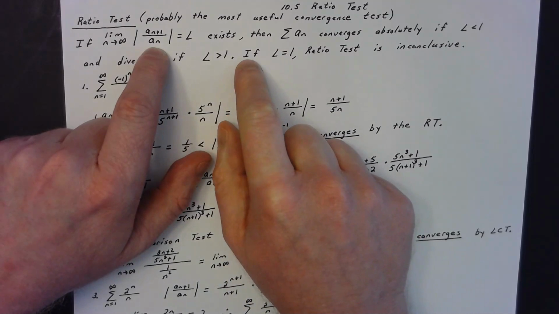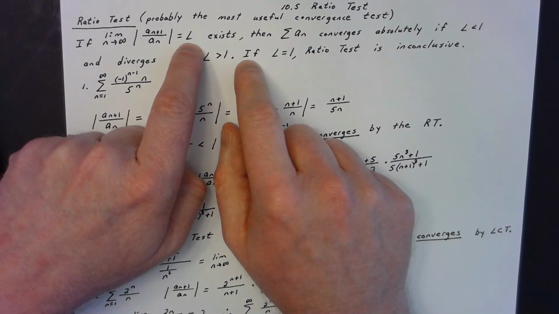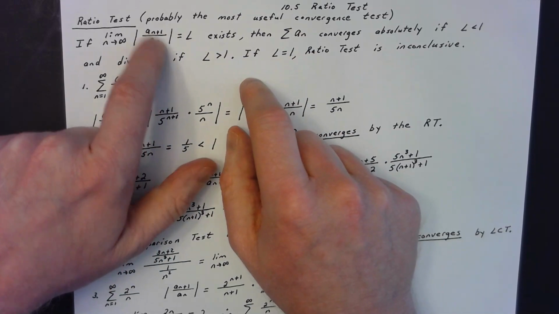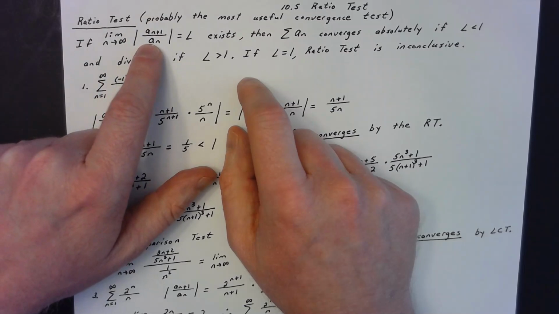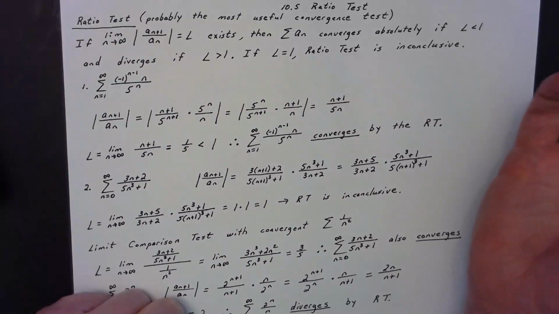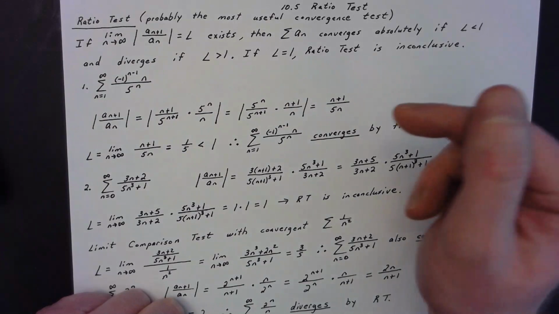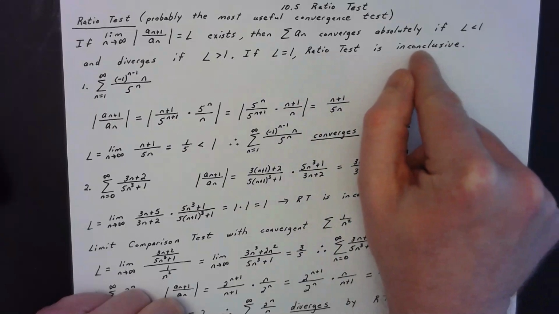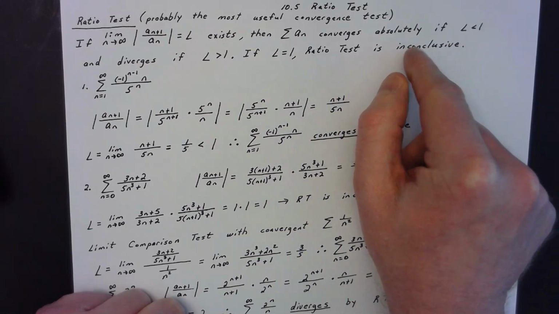Now, we say that the ratio test is inconclusive if this limiting value is 1. So what if you can't show that there's any size difference between the a sub n plus first term and the a sub nth term? We don't know. It could be convergent, it could be divergent. The ratio test is inconclusive in that case.